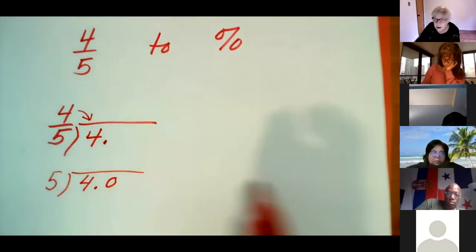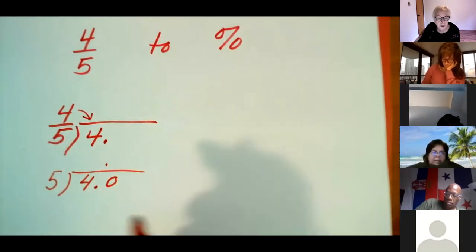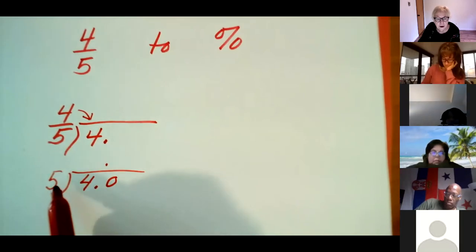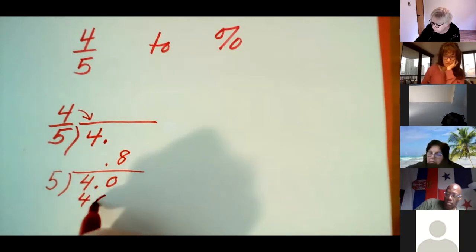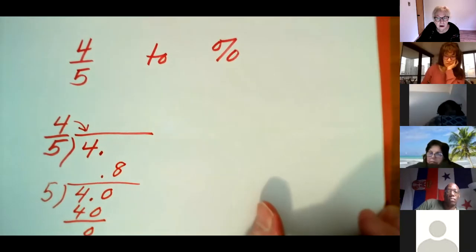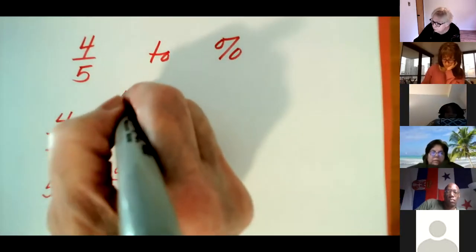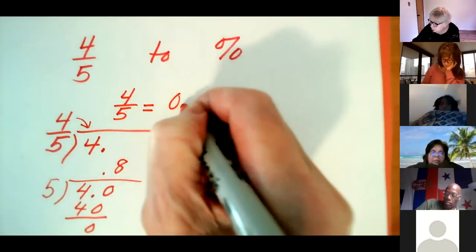Well, it's not going anywhere unless you add some zeros. This decimal comes up, and fortunately, 5 goes into 40 8 times. No remainder, so we have a result. So the 4/5, and you may have realized it, is 0.8.